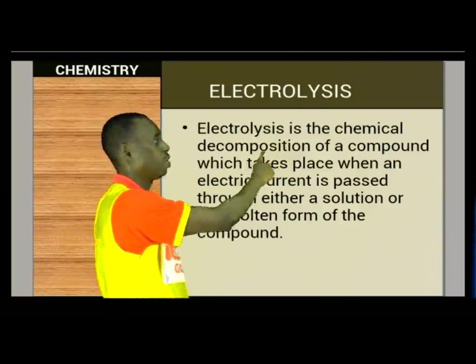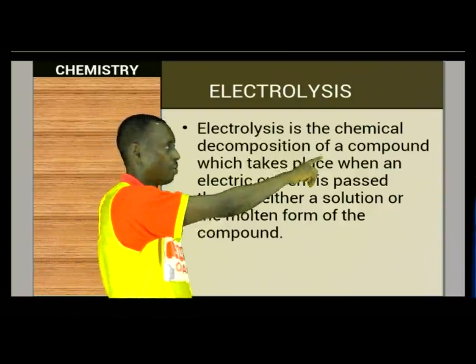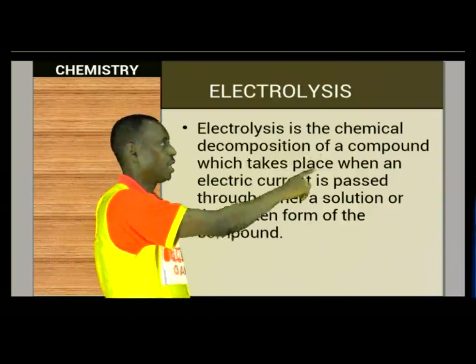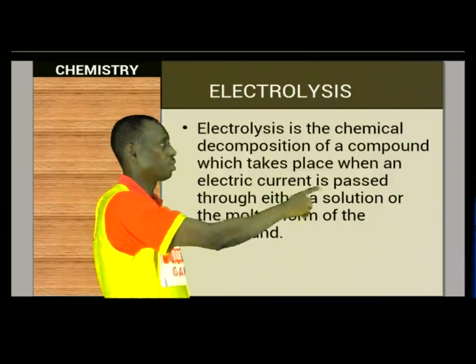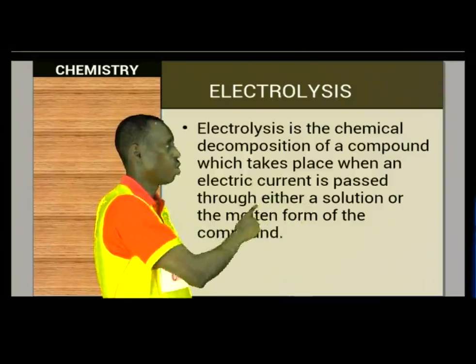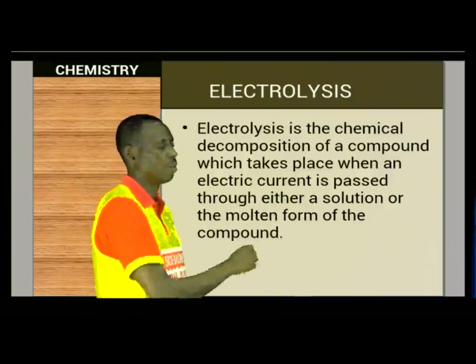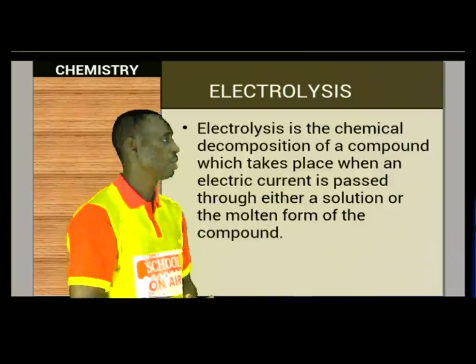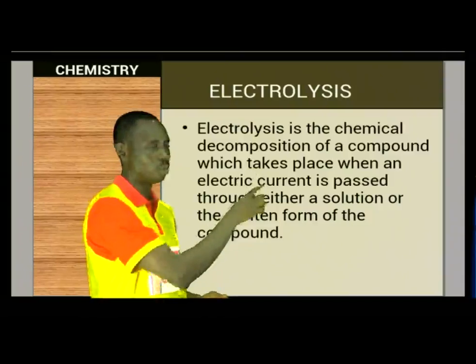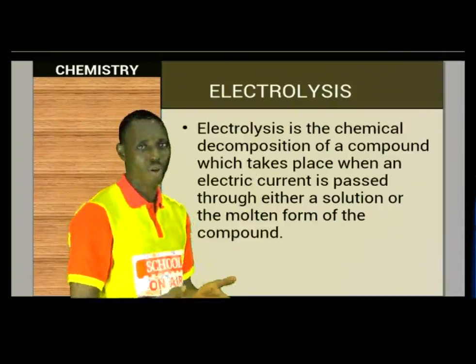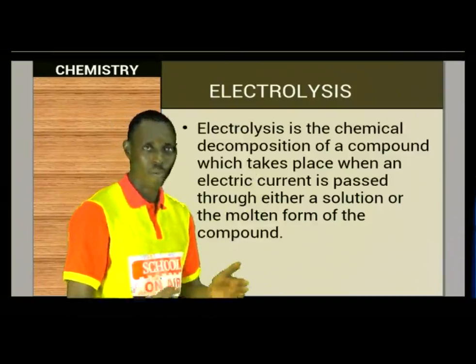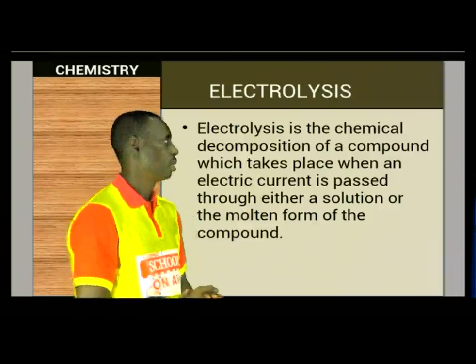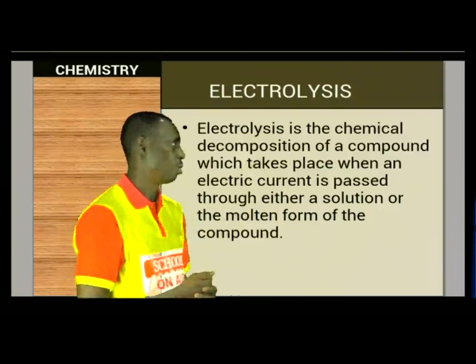Electrolysis is the chemical decomposition of a compound which takes place when an electric current is passed through either a solution or the molten form of the compound. So in electrolysis now, we are talking about chemical decomposition, that is the breaking down of a compound. We break down a compound chemically. That's what we mean by chemical decomposition.